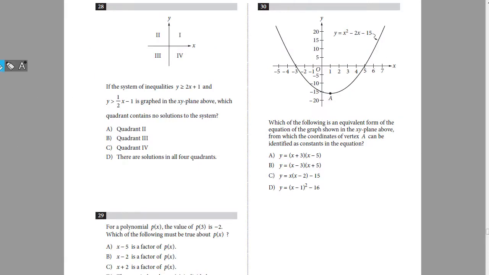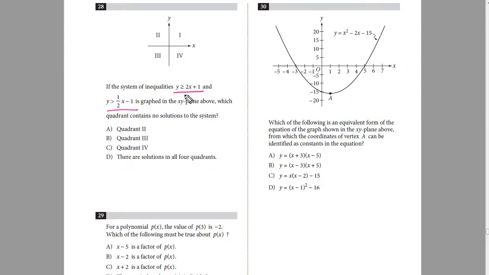Question number 28. If the system of inequalities y is greater than or equal to 2x plus 1 and y is greater than half x minus 1 is graphed in the xy plane above, which quadrant contains no solution to the system?